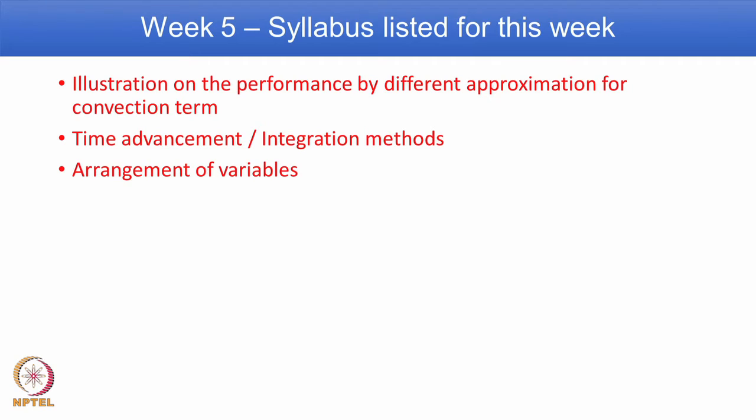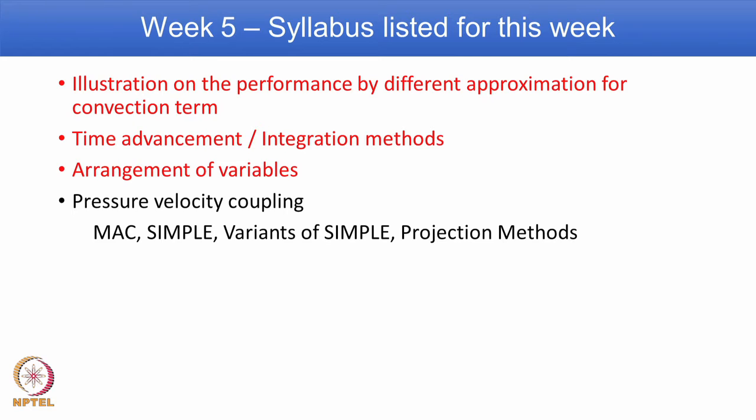We have seen so far an illustration of the performance of different interpolation schemes for the convection term, and different methods of time advancement. We also saw three different arrangements of variables, and then the need for pressure velocity coupling. It described why one has to go for this pressure velocity coupling procedure. We listed 4 procedures. Out of the 4, last class we particularly saw a method called the marker and cell method, MAC. So, this class we will focus on another method, what is known as the SIMPLE method.